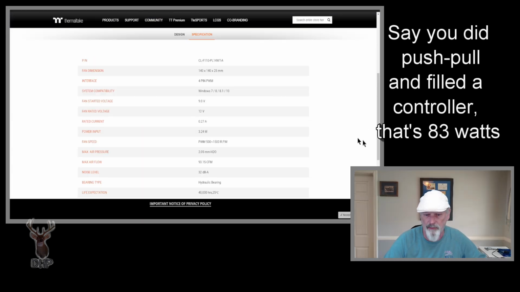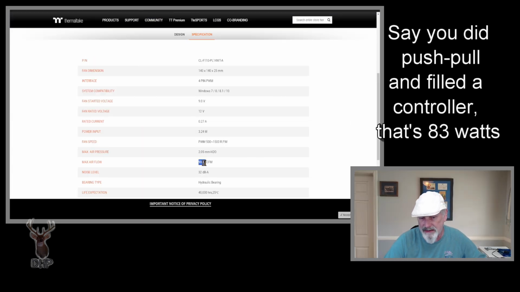What was it over here on the Lian Lis? 31. So the Lian Lis, more power, more noisy. They have an 800 minimum RPM. Do we have a minimum RPM here? Yes, look at this. The old Thermaltake, simple, cheaper, just one color fan, 500 RPM to a lower 1500 RPM. Up here, it was 1900, and it produces less air, or just slightly more air, but produces more noise. So I think we've probably spent enough time on that.